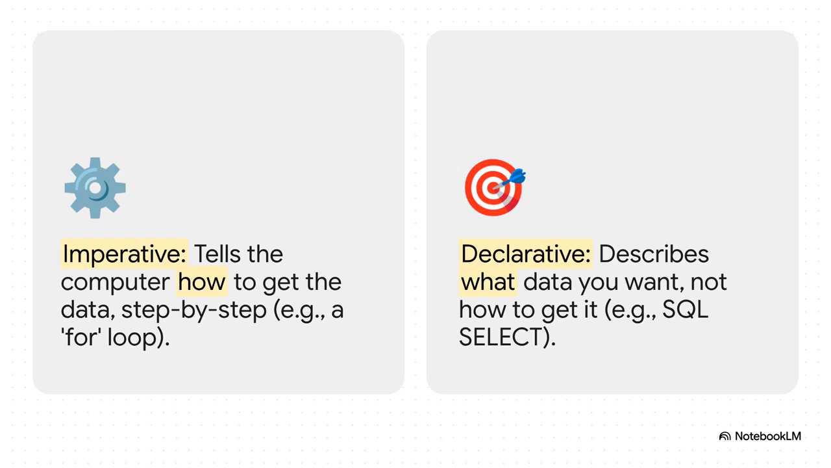With an imperative language, you're giving the computer a step-by-step recipe. You're saying, loop through this, then check that condition, then add it to the list. But with a declarative language, like good old SQL, you just describe the result you want. You say, get me all the users from London. You don't tell it how to do it. And this is a huge advantage because it lets the database's super smart query optimizer figure out the fastest, most efficient way to get you that data.